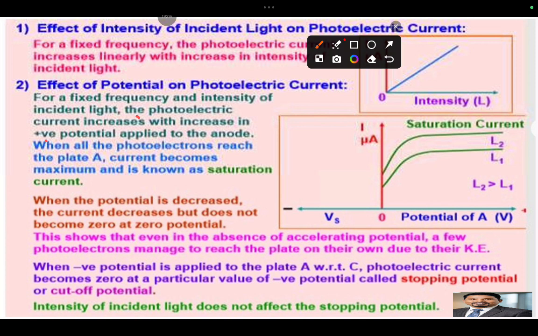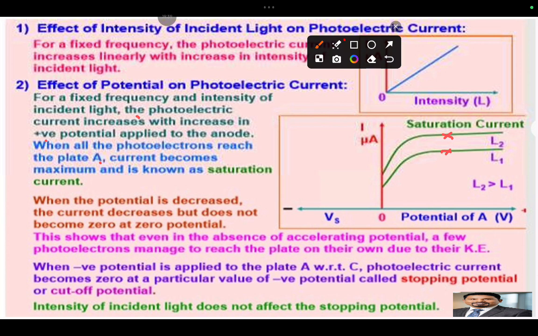That anode is nothing but what? Positive. When all the photoelectrons reach the plate A, the anode, current becomes maximum and this is known as saturation current. That means when we connect the negative terminal to the cathode and the positive terminal to the anode, then all the negatively charged electrons are attracted by the positive terminal of the anode.